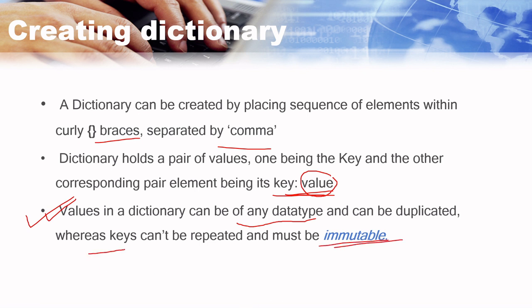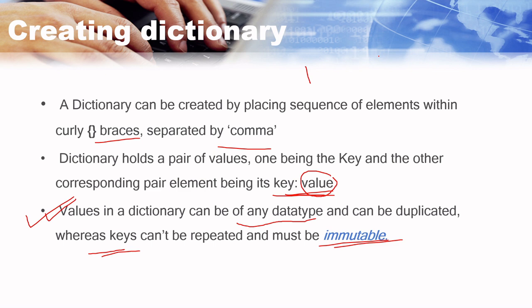Means keys, only the keys. Immutable means non-changeable. That means keys you can't change, and can't be repeated also. Suppose first time you have used a key as 1, so second time you can't use a key as 1 again. This is a rule, but values can be anything.